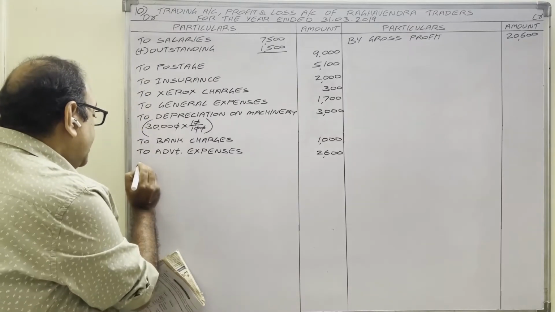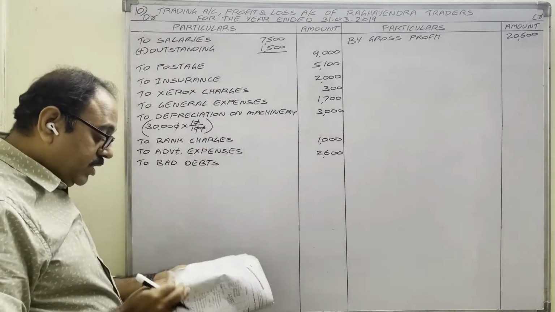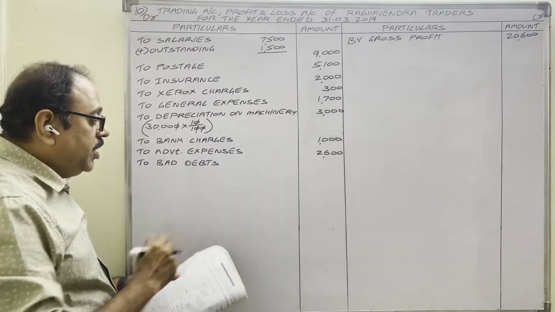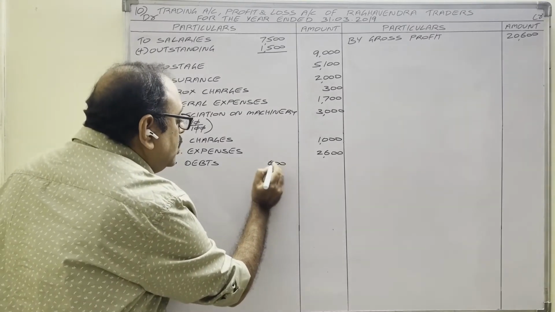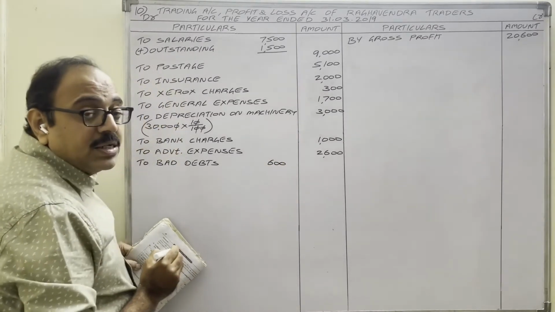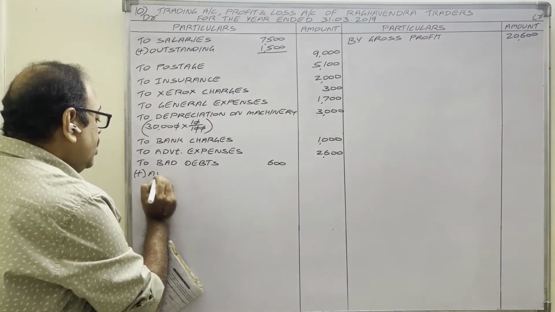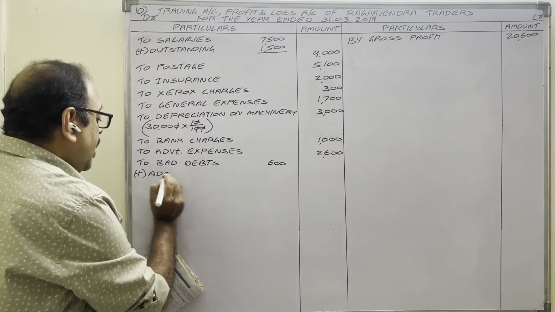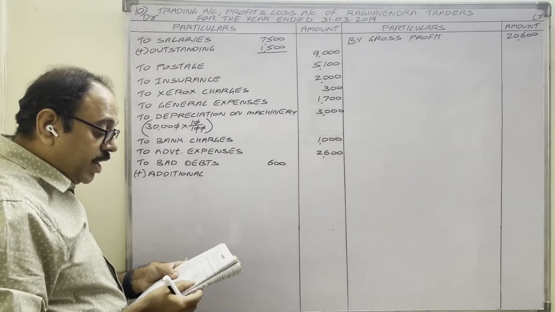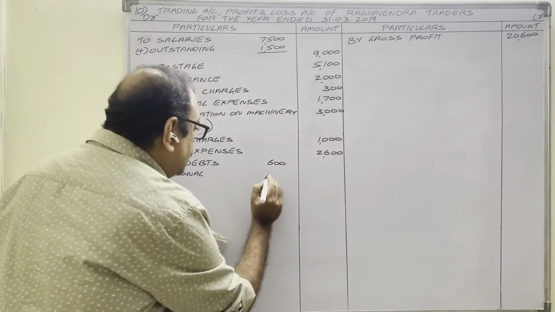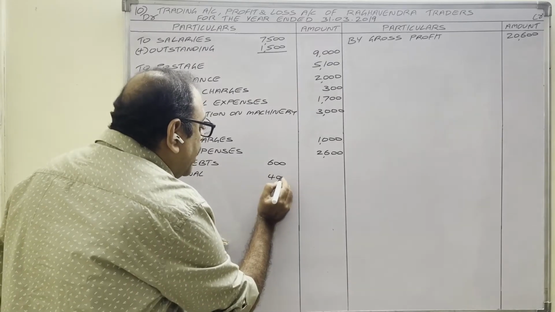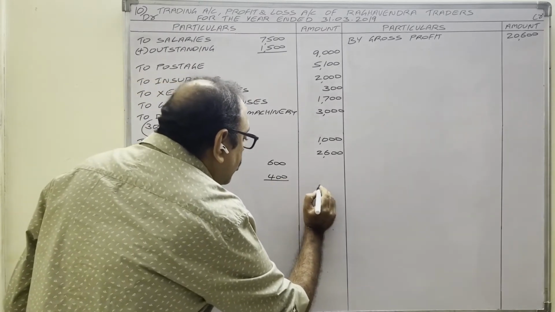Two bad debts. First, trial balance amount 600 rupees. To this, in adjustment, again bad debts are given. We have to add it. And what to write for that? Additional, extra. Adjustment bad debt amount 400 rupees. Total bad debt 1000 rupees in outer column.